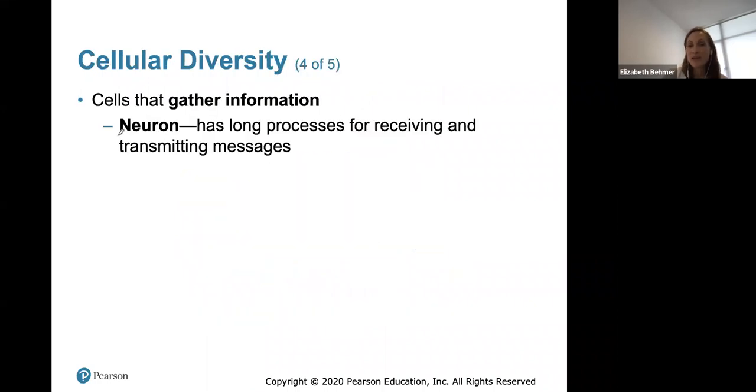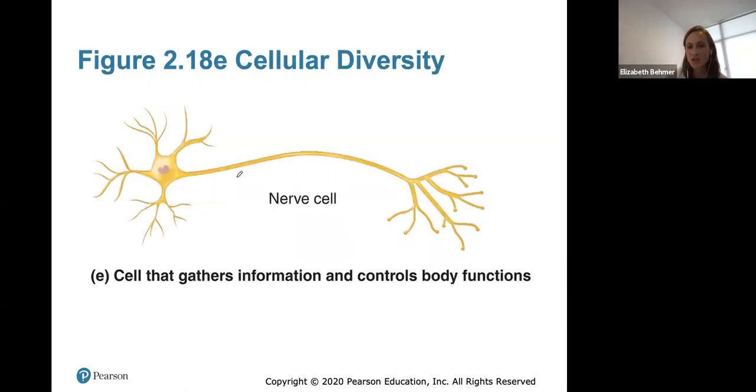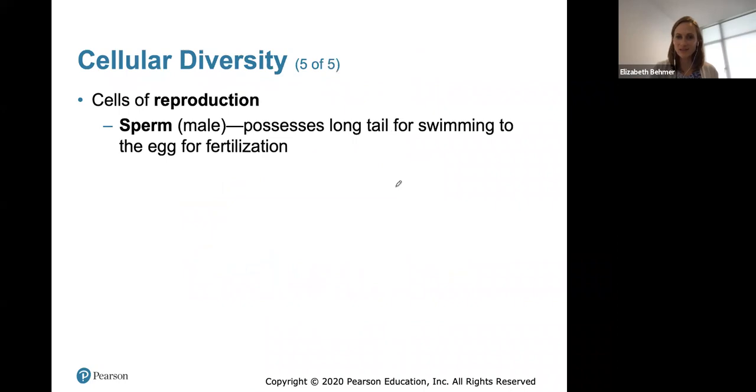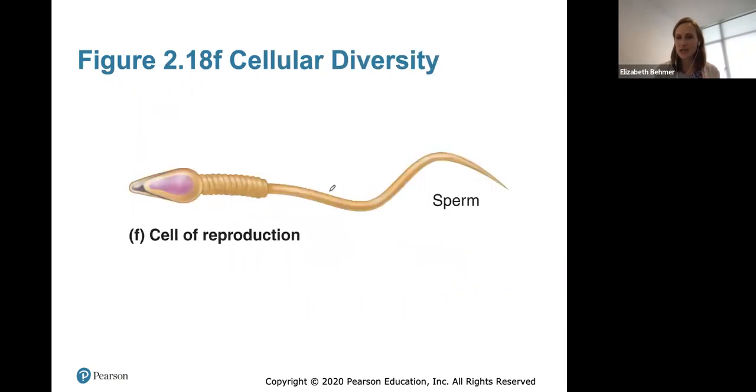Cells that gather information are neurons, which have long processes for receiving and transmitting messages. So here's a look at a nerve cell. It gathers information and controls body functions. We'll go over more of this in depth when we get to the nervous system. Cells of reproduction: sperms are in males. They have a long tail for swimming to try to get to the egg for fertilization. Shown here, a sperm cell. The sperm cell is the only human cell that has a flagellum.